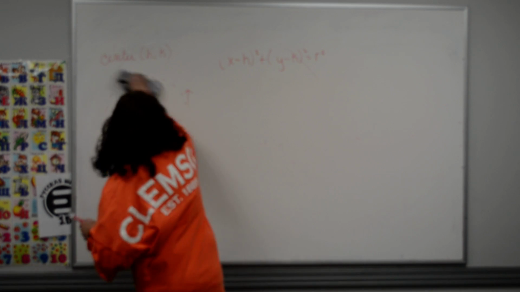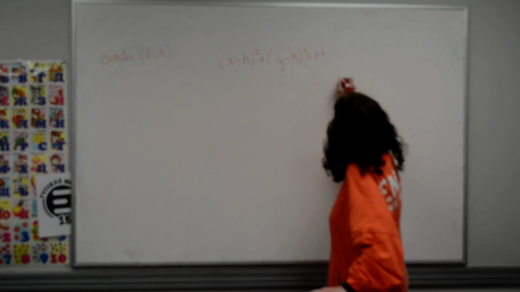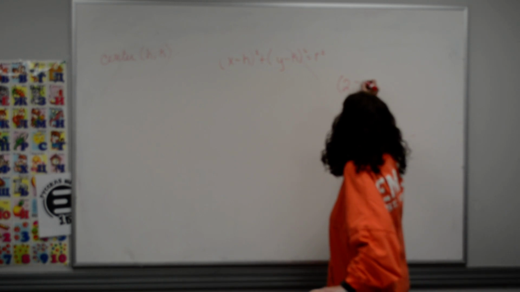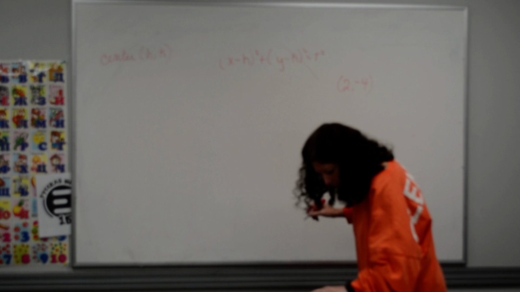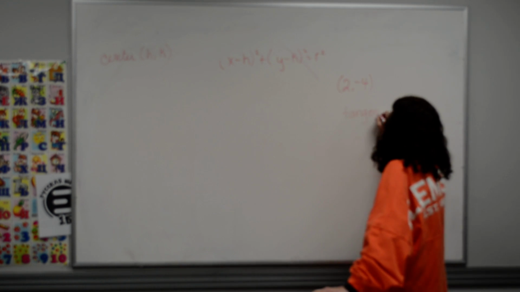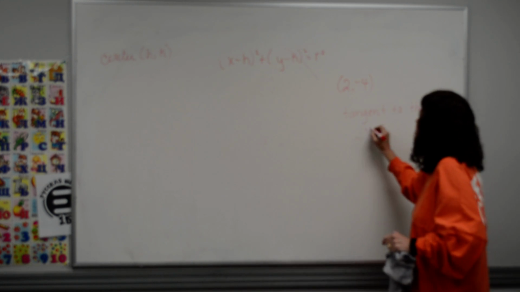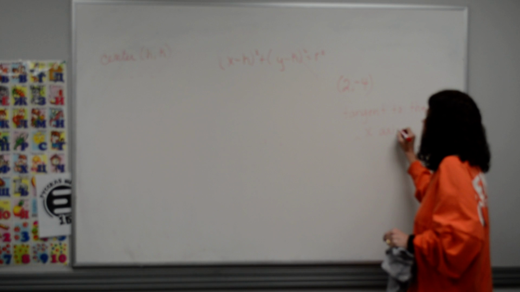Okay, so let's do another one that has to do with tangent to the circle. Write the equation of the circle that has a center at (2, -4), and this time it's tangent to the x-axis. See what you can do with that.